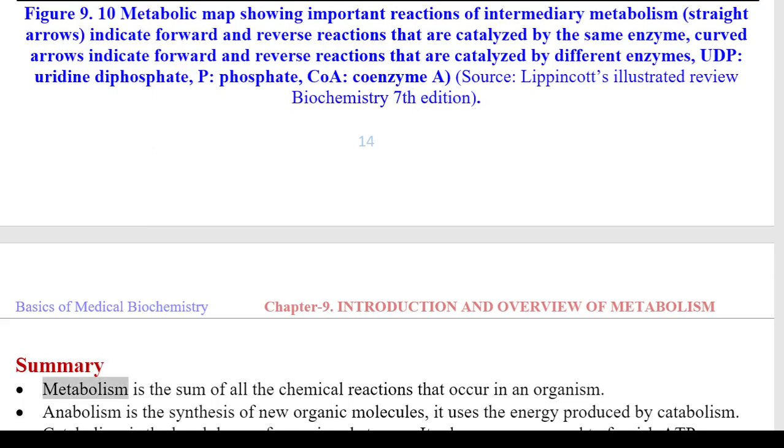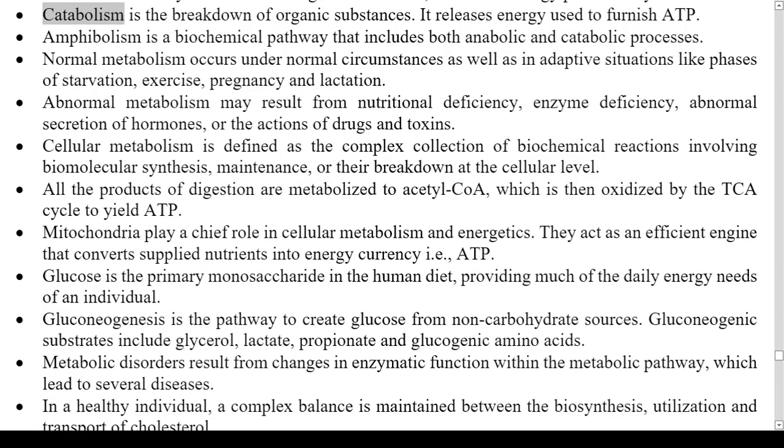Summary. Metabolism is the sum of all the chemical reactions that occur in an organism. Anabolism is the synthesis of new organic molecules. It uses the energy produced by catabolism. Catabolism is the breakdown of organic substances. It releases energy used to furnish ADP. Amphibolism is a biochemical pathway that includes both anabolic and catabolic processes.